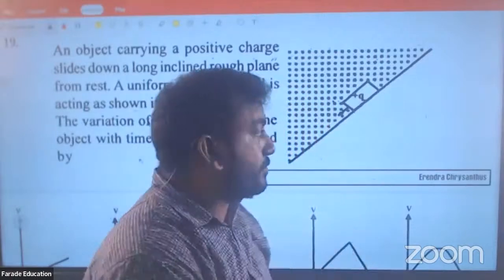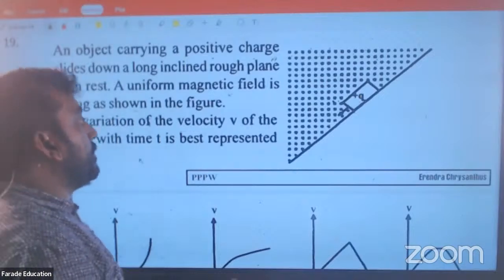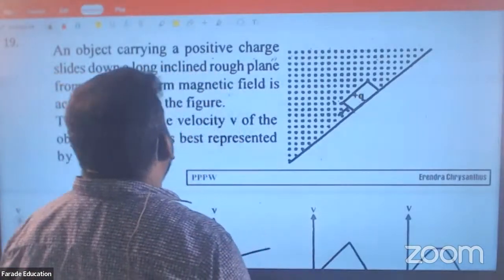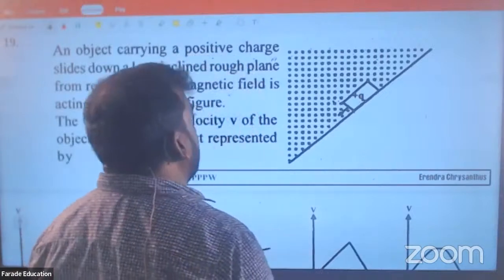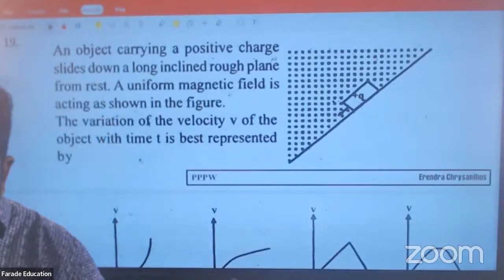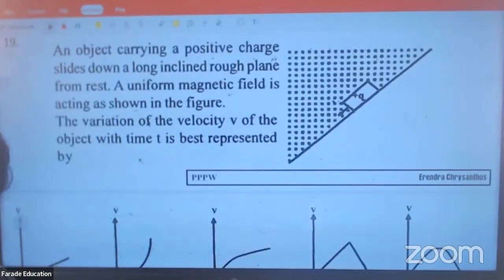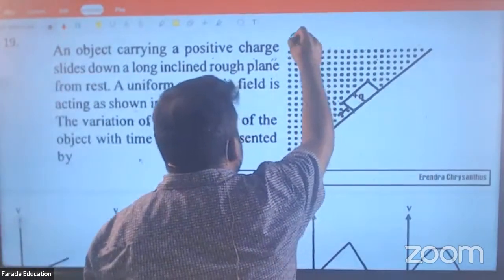A point carrying a positive charge slides down an inclined plane. A uniform magnetic field is acting as shown in the figure. Remember, the magnetic field direction is important. Actually, this is into the paper.